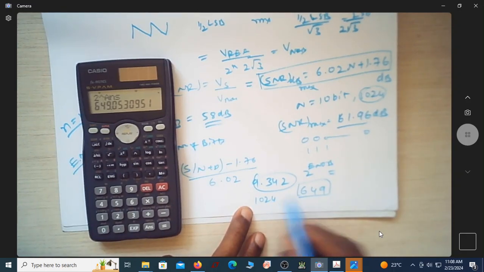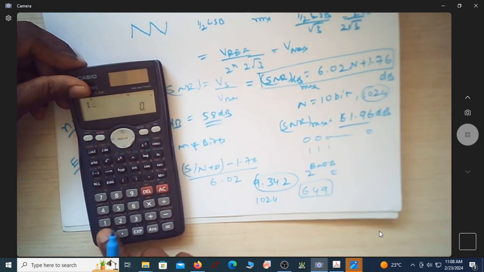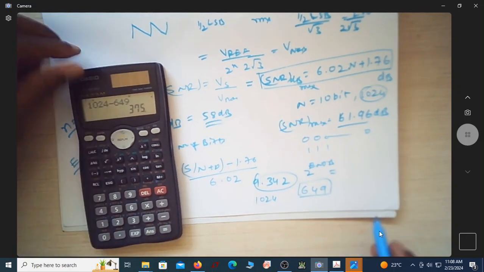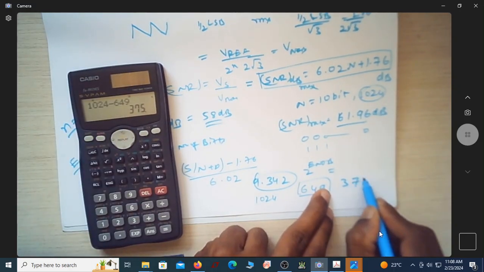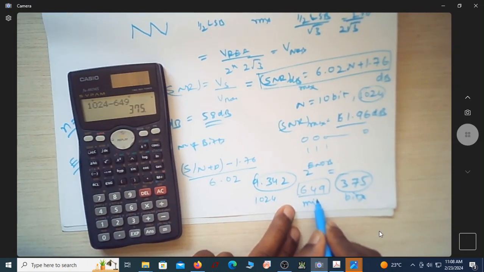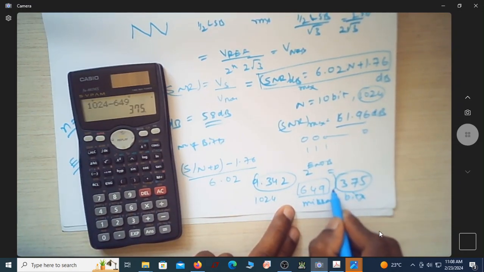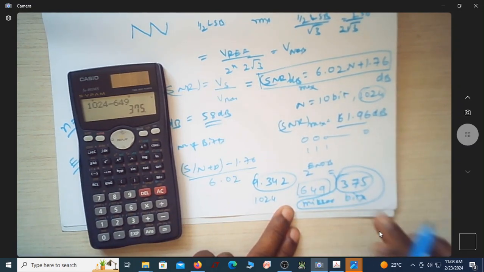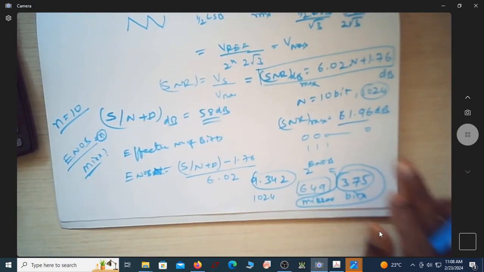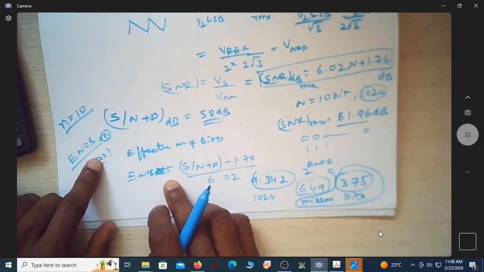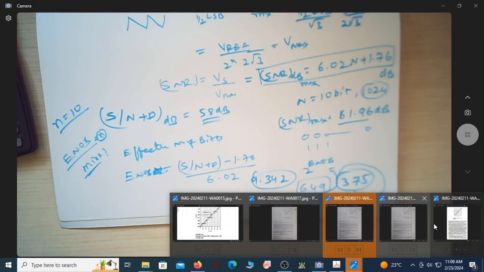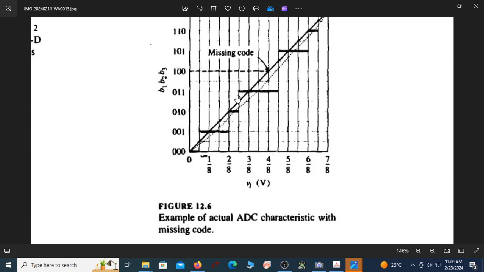So now what does it mean? Out of 1024 you are getting only 649 bits, so you will be missing 375 bits. These many bits will be missed. The number of bits that will be missing is 375. So that's the concept of this ENOB. ENOB tells you how many bits you may miss. This was just an example.